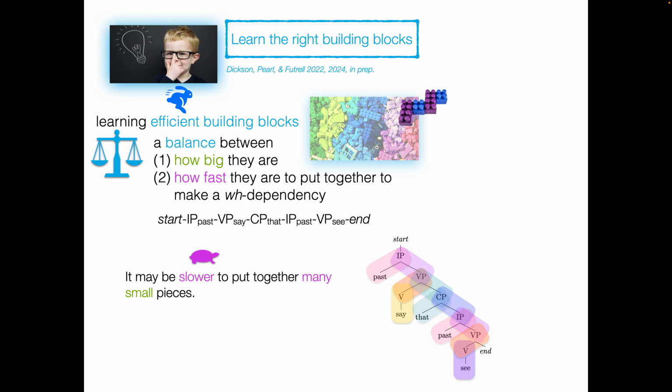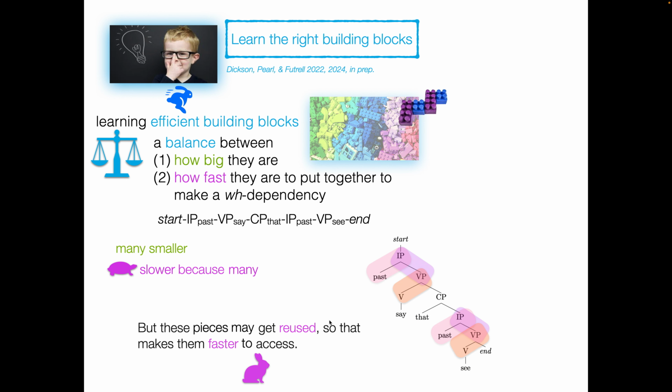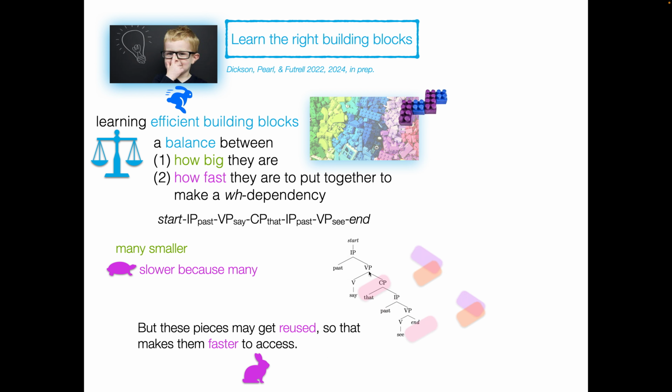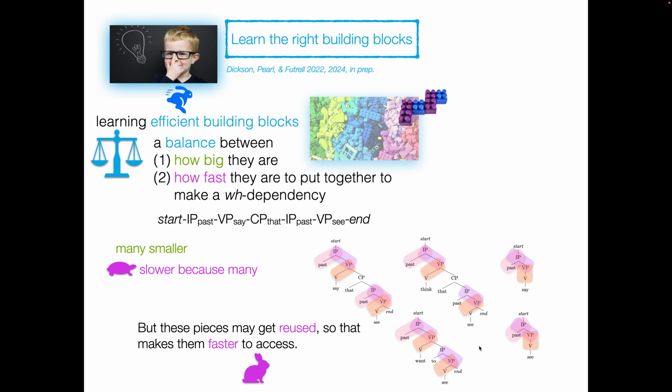And the thing about it is it may be slower to put together many small pieces because there are a whole bunch of them and you've got to put them together. But these pieces may get reused, right? And so that may make them faster to actually access to begin with. In fact, not just reused in the same dependency, but reused all over the place. So they're faster to pull out to begin with, even though there are a lot of them.